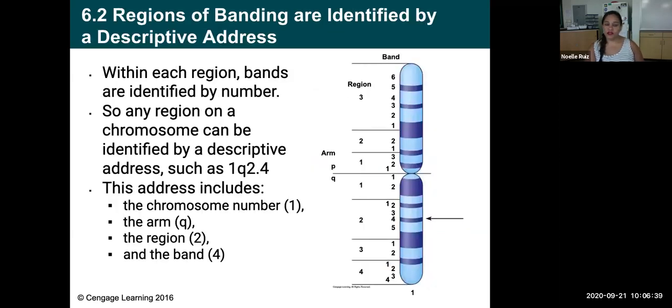Within each region, bands are identified by number. So any region on a chromosome can be identified by a descriptive address, such as 1q 2.4. The chromosome number is 1, the arm is the Q arm, or the long arm, the region is 2, and then the band is 4. So all of the chromosomes are split up in this same way, so you can identify the different regions. So when you talk about genes, you can give it a specific location, or scientists can give it a specific location.